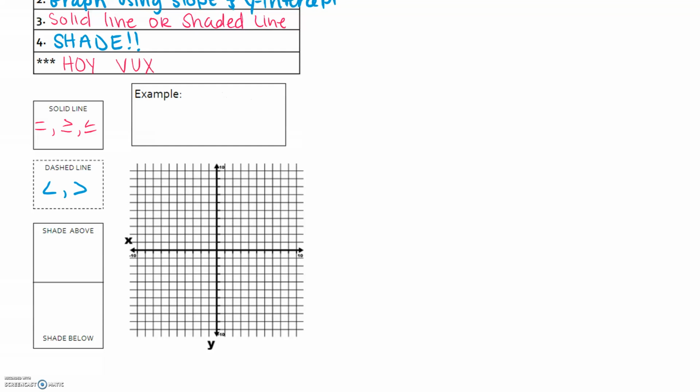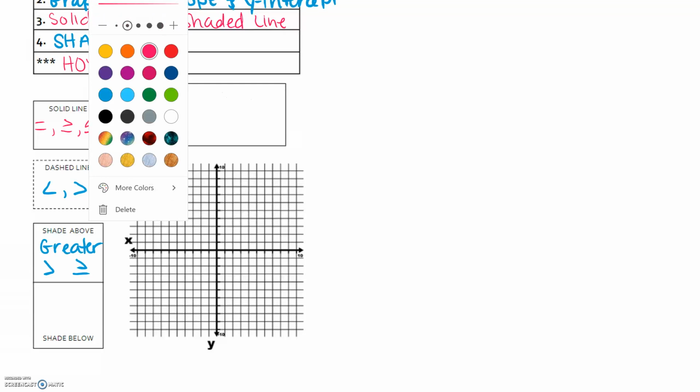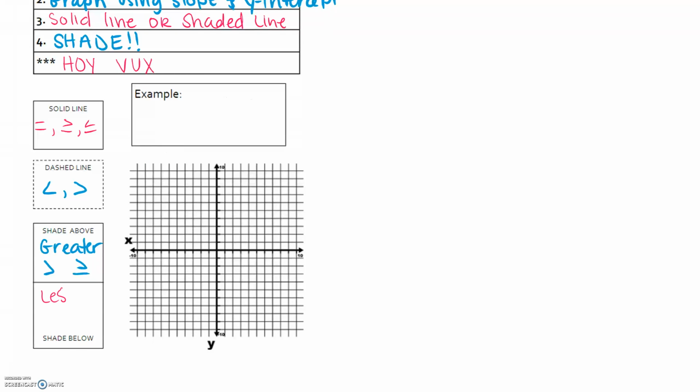Now, how do we know whether to shade above or below? If we shade above, we're going to have greater than or equal to. So it's all greater. And if we shade below, it is less, so we have less than or equal to. Those are going to tell us to shade below. So let's look at an example.